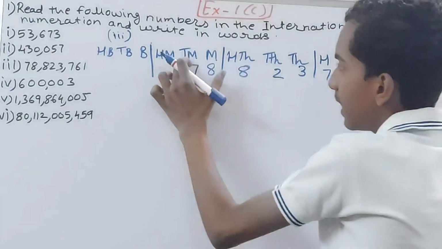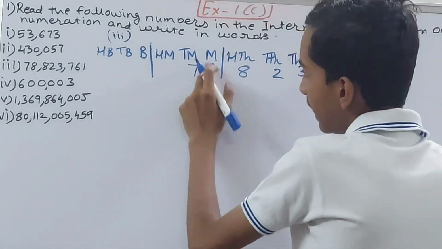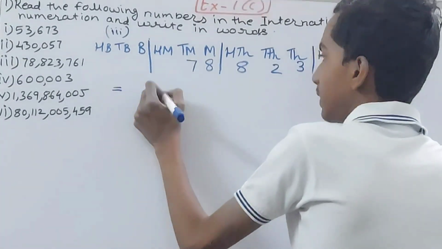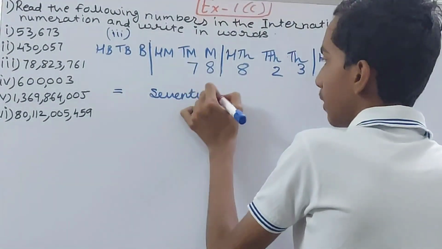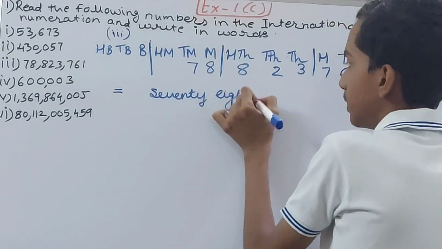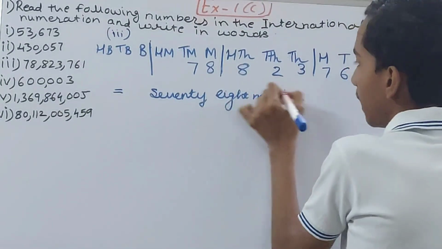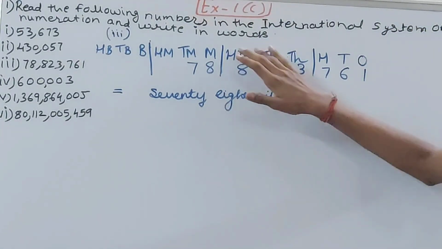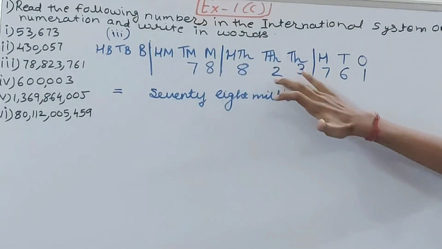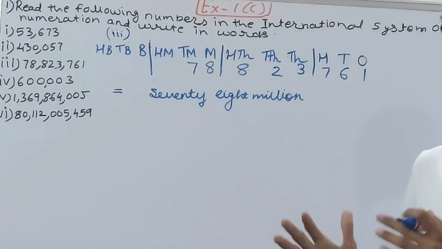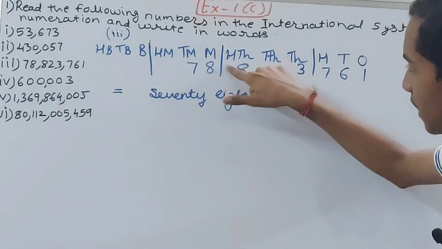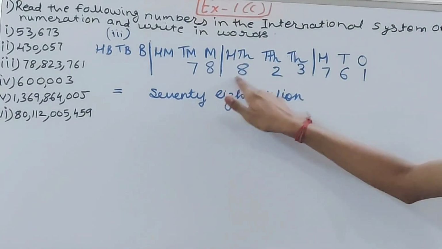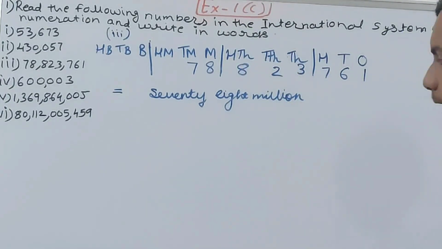So you can see 7 at 10 million, so 70 million, and 8 at millions, so 78 million. Then come to the next period. This is the thousands period. You have 8 at 100,000s place, then 2 at 10,000s and 3 at thousands. So you will have 823,000. That's how we will write this.